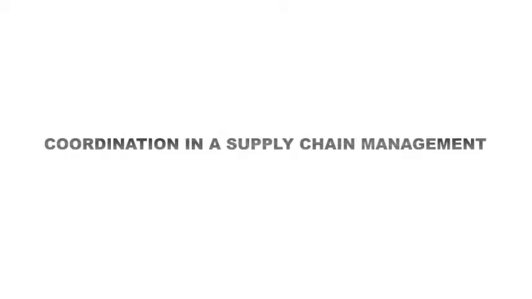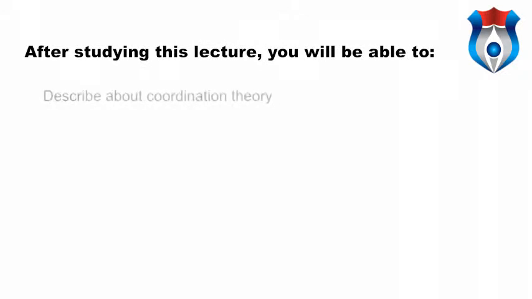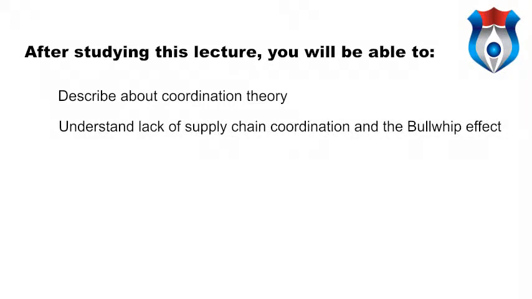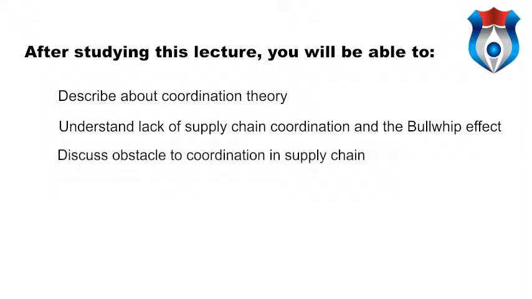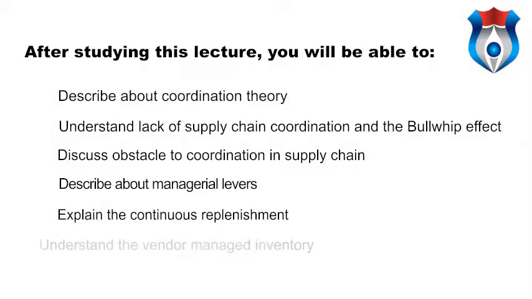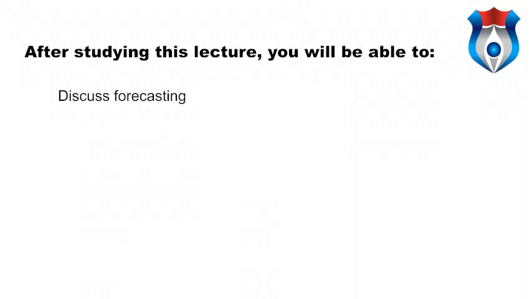Hello students, welcome to the lecture on coordination in supply chain management. After this lecture we will be able to learn the following objectives: describe coordination theory, understand lack of supply chain coordination and the bullwhip effect, discuss obstacles to coordination in the supply chain, describe managerial levels, explain continuous replenishment, understand vendor-managed inventory, define collaborative planning, discuss forecasting, and describe replenishment.